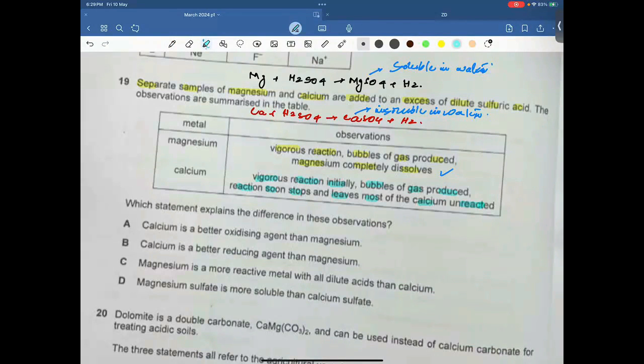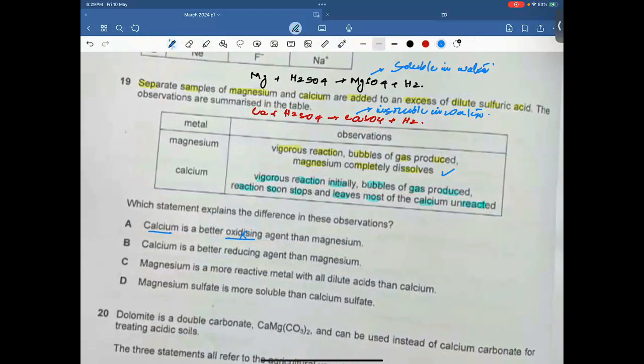That's right, because when calcium sulfate is formed, it will deposit on the calcium metal, and that calcium sulfate will block the reaction, which is also called a blocking reaction. Now, option A: calcium is a better oxidizing agent than magnesium. Oh my goodness, calcium is a metal, and metals are reducing agents, not oxidizing agents. So option A is incorrect.